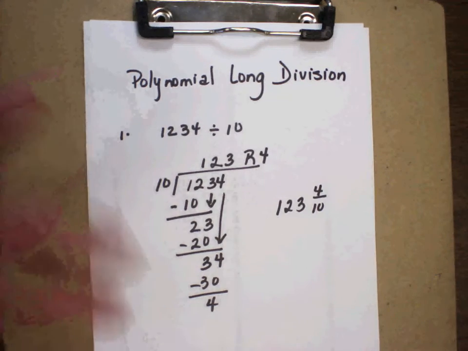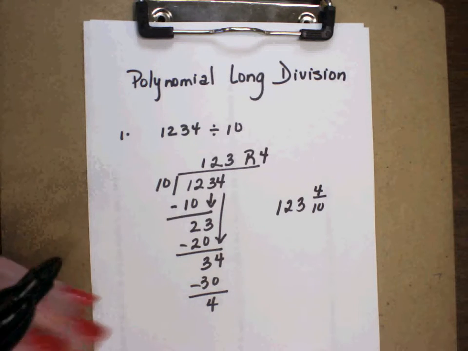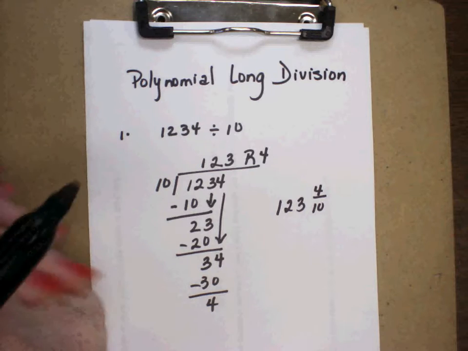So this is what we're doing, but with polynomials. Okay? Sometimes they will have a remainder of 0, but sometimes they will not have a remainder of 0.